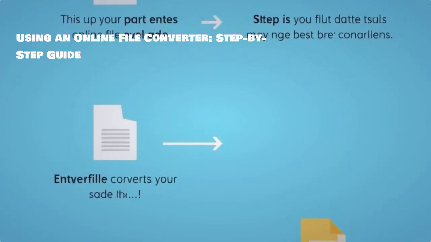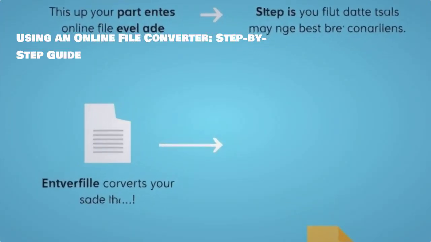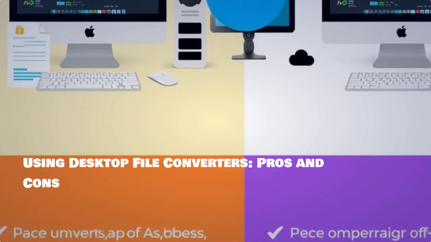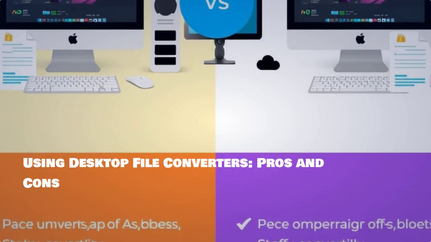Let's go through a step-by-step process for using an online file converter. First, choose your converter, upload your file, select your desired format, and hit Convert. Desktop file converters can be powerful and offer more features, but they take up space on your device. Online converters are easily accessible, but may have limited functionalities.